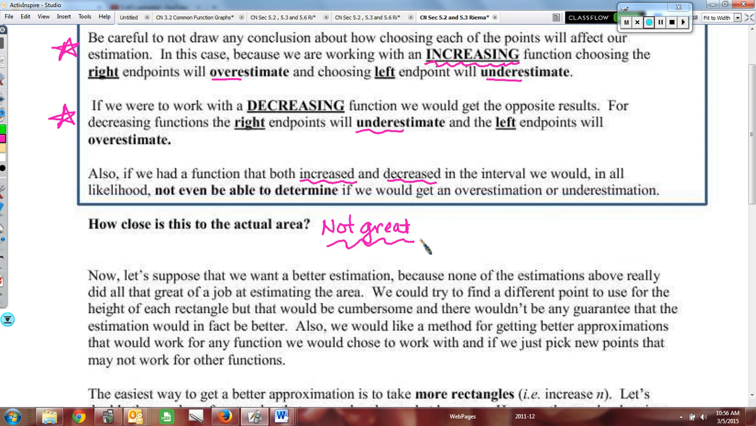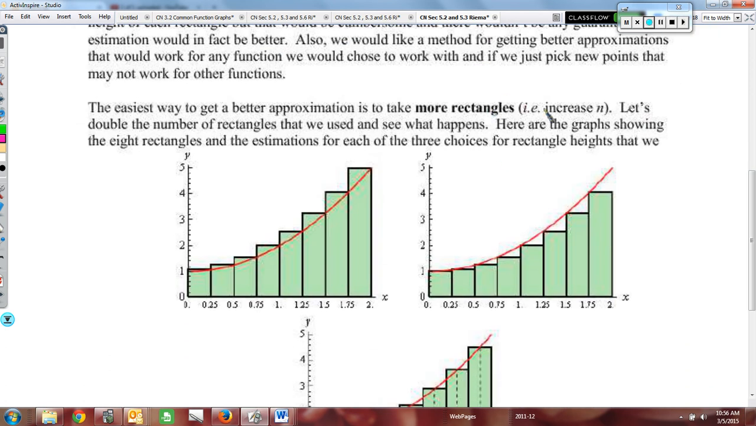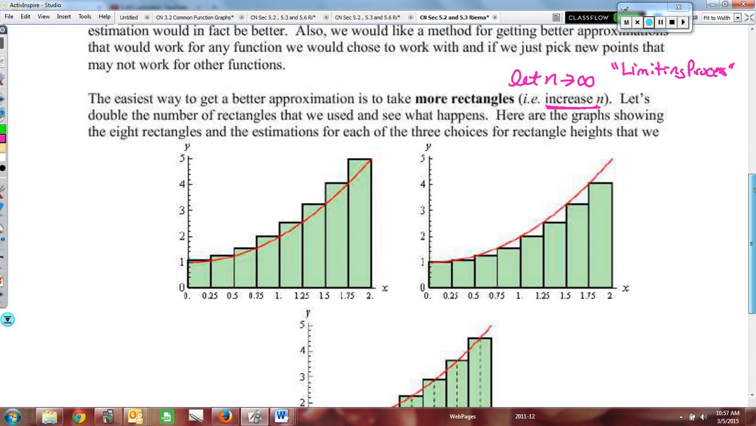What did we do? To get better and better approximations, we're going to make more rectangles. We're going to increase n. We're going to let n go to infinity. Here is our limiting process that we were doing in calculus. That's the calculus part of this. We're going to let n go to infinity, and so we're going to calculate this.